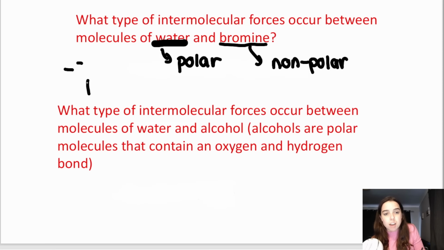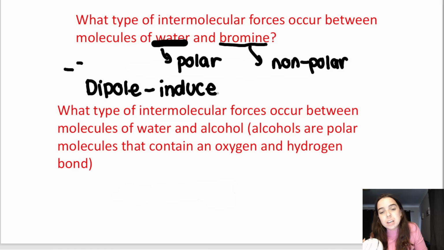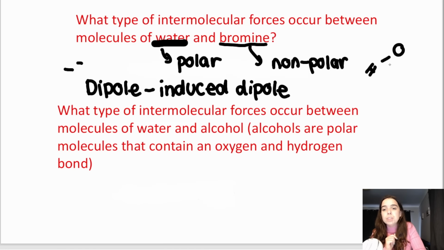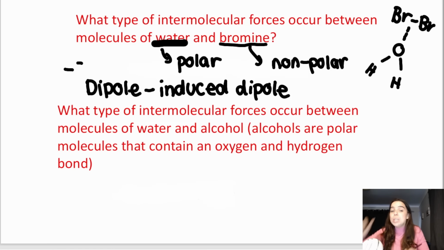So we've got water is a polar molecule, and bromine, I've been mentioning in this video that it is non-polar. So I hope you know that the intermolecular force between these two, remember, as soon as you see polar, I want you to think dipole. So you're going to write dipole, then you're going to do a dash. Non-polar, I want you to think induced dipole. So the force that exists between molecules of water and bromine is dipole-induced dipole. So that would be the little forces that exist between a little water molecule and a little bromine molecule.